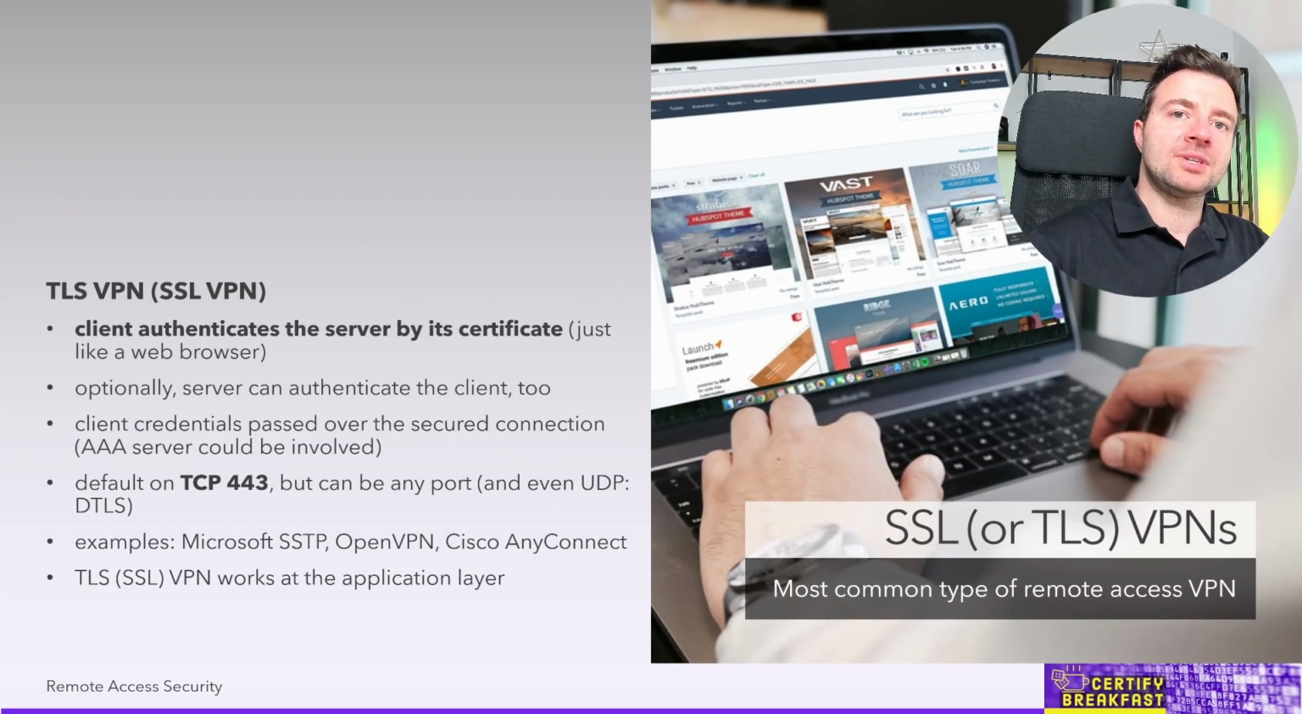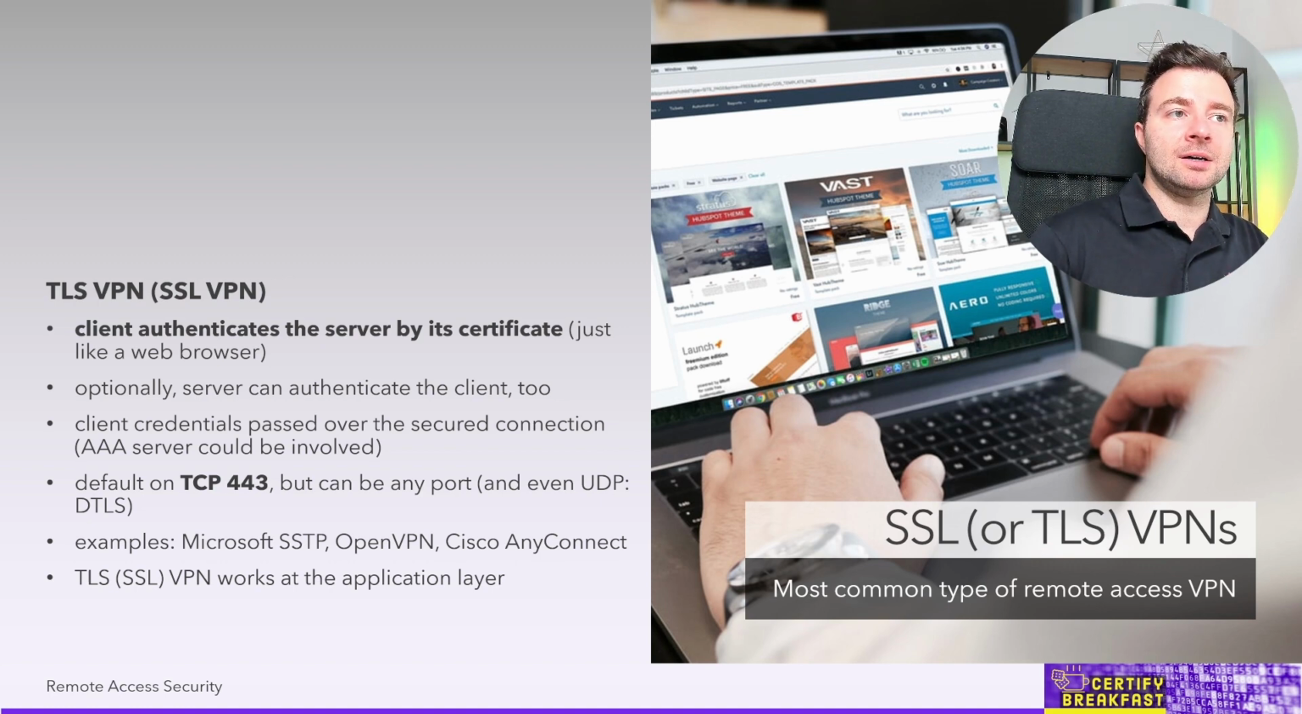Now, the most common type of remote access connection nowadays is called a TLS VPN, more often found under the name of SSL VPN, simply because people have gotten so used to the SSL terminology. But officially, what's running inside of it is now TLS. So it's a connection that is very similar to what we're seeing whenever we're connecting over HTTPS to a website, to a secure website, right?